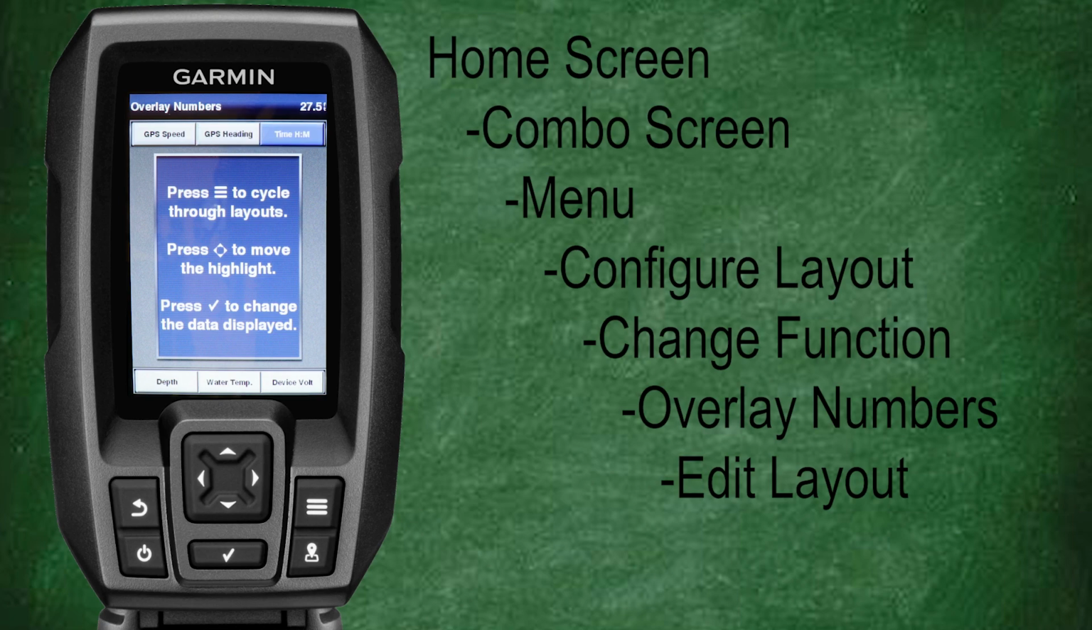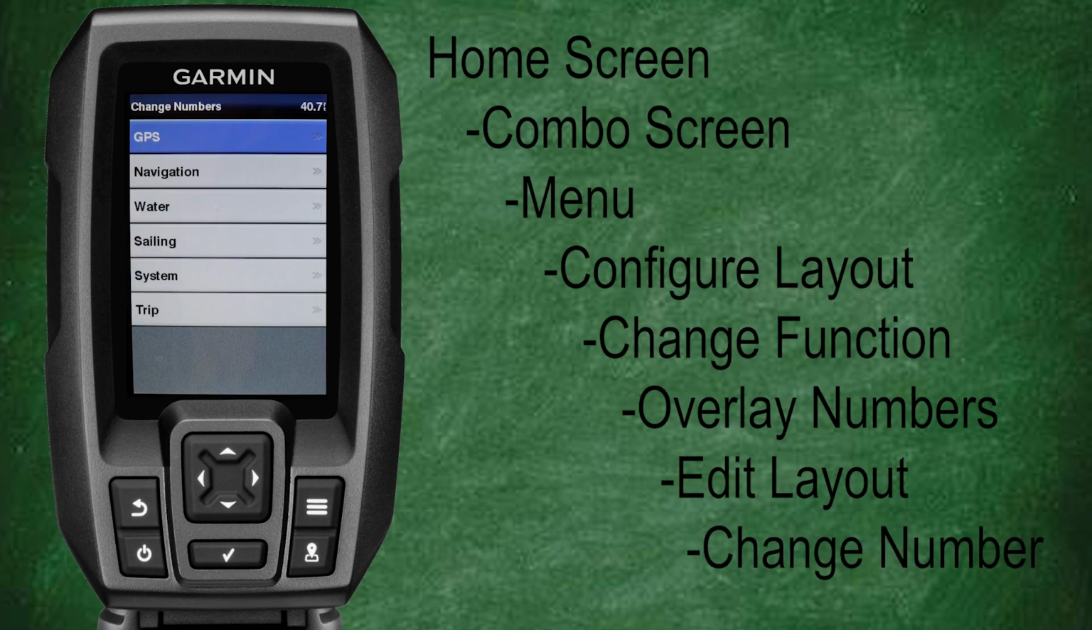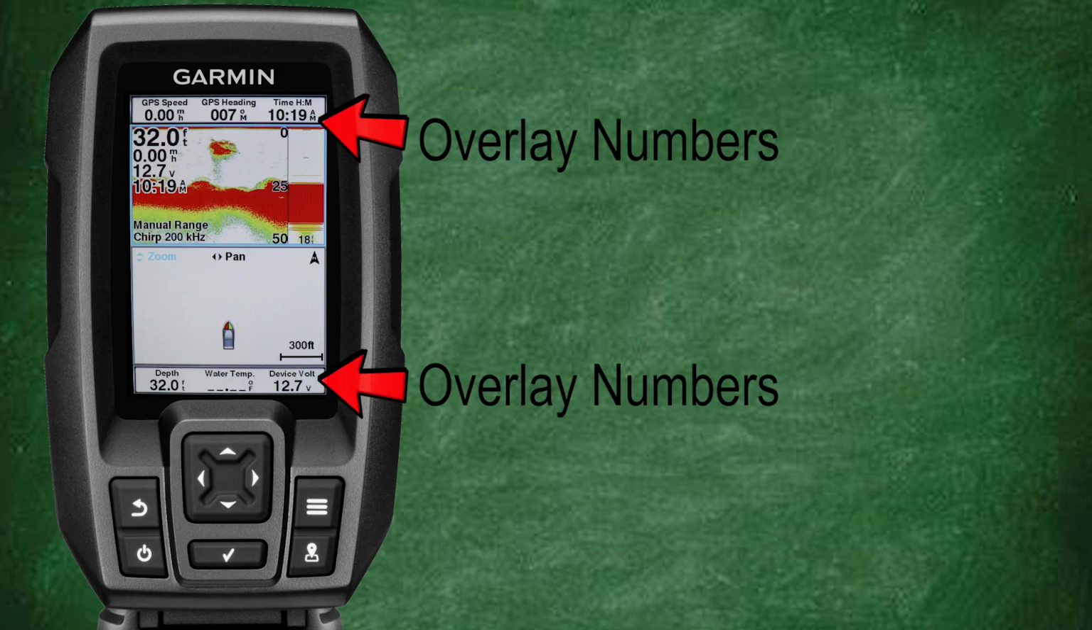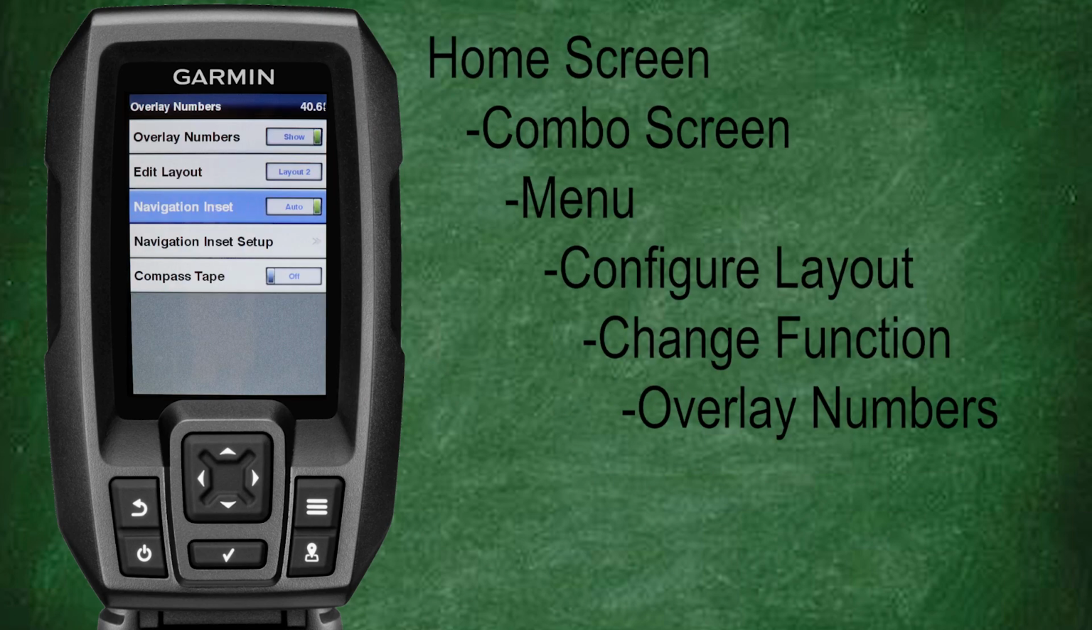You can use the arrow keypad to highlight any of the 6 boxes and press enter to change the data points shown in each box. Now these options should be familiar since they're the same options that were shown on our number screen selections earlier in this class. Now let's look at our combo screen with the overlay numbers shown. As you can see, our selected information from our overlay numbers is shown at the top and bottom of our screen. Now let's select our navigational insert to auto.